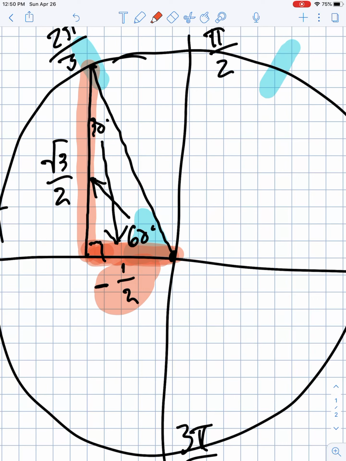But the negative 1/2, the x direction, is in the negative zone because it's to the left of the y-axis, is another way to think of that.